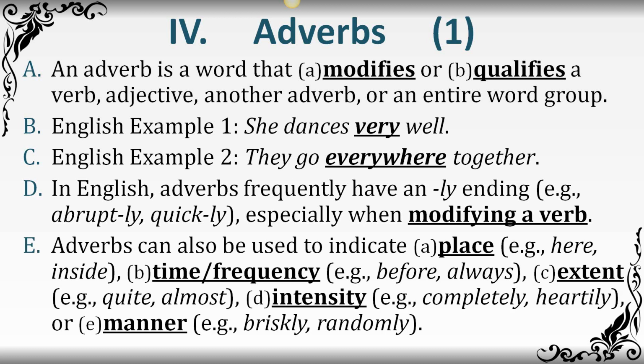All right, and then adverbs can be used to indicate place. So, for example, here or inside. They can be used for time or frequency, like before and always. Extent, quite, almost. Intensity, completely, heartily. Or manner, riskily, randomly. Those are all the main ways that adverbs can be used to indicate place, time or frequency, extent, intensity, or manner.